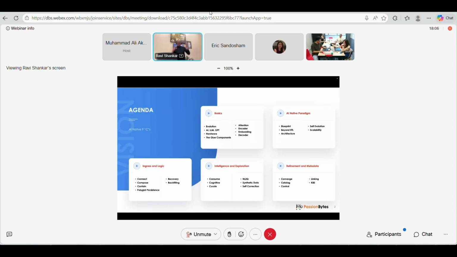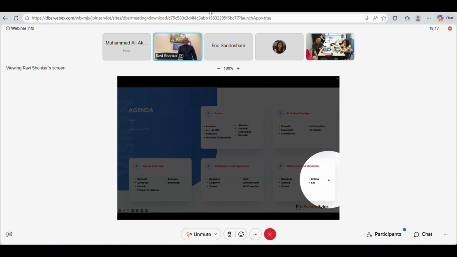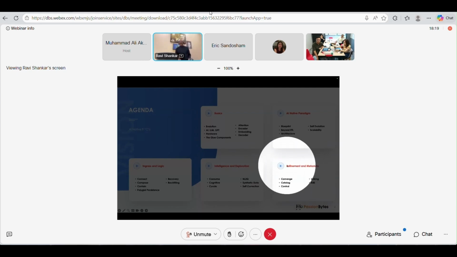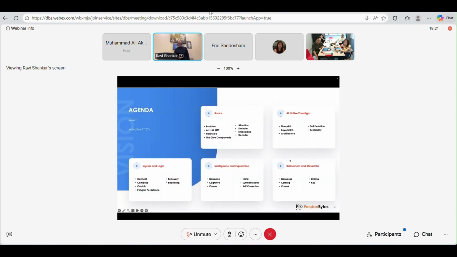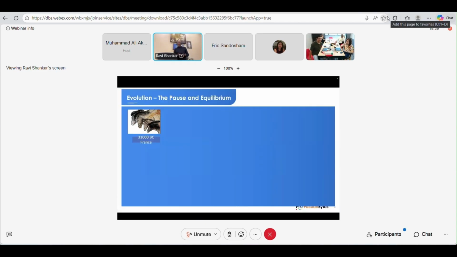And then I'm going to divide that 9Cs into three sections. One is called the ingress and logic section, another is intelligence and exploration, and then you have refinement and metadata section. So let's start. In 31,000 BC, I am inviting you to the world of art.